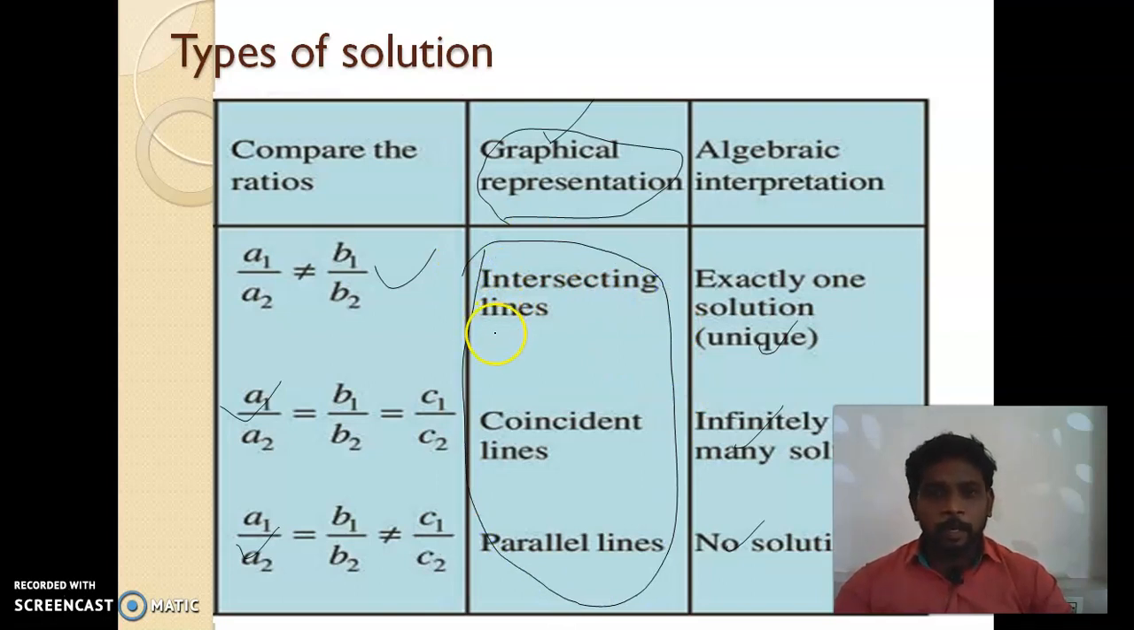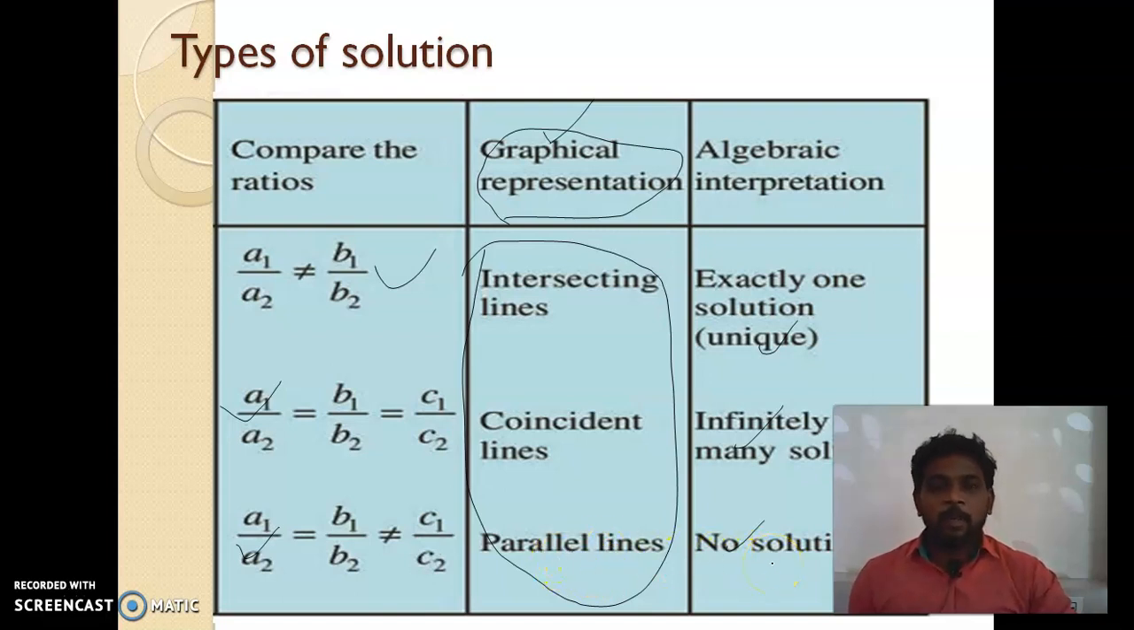You are going to draw the graph of two linear equations, that is, a pair of linear equations, on the same graph sheet. You already know that the graph of a linear equation is nothing but a straight line. If the lines are intersecting, it has a unique solution; if they are coincident, that is, one is merging onto the other, it has infinitely many solutions; and if they are parallel lines, it has no solution.